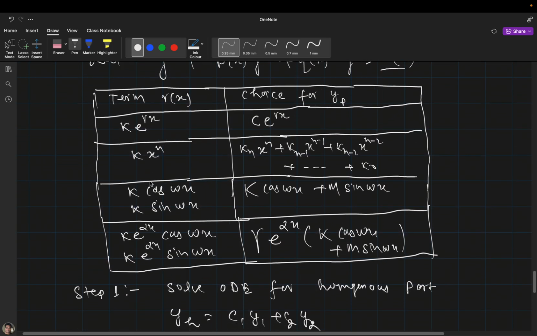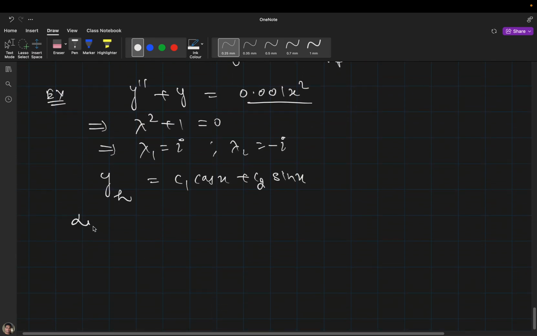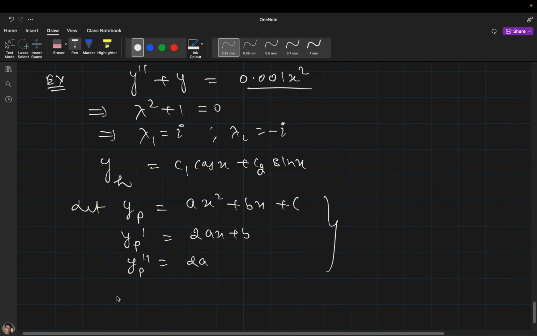You can see that if the non-homogeneous part is something like this, then we can assume the particular solution is something like this. So let y_p, you can see that the highest degree of x is 2, so I will start like this: ax square plus bx plus c. Now I'll substitute directly into this. First I will get the first derivative, that will be 2ax plus b, and the second derivative will be 2a. Okay, and substitute this into that differential equation.